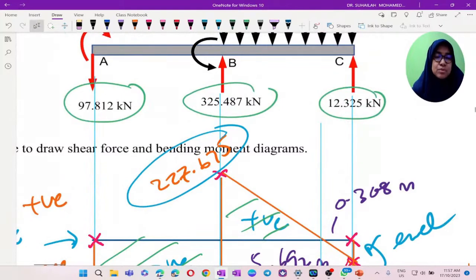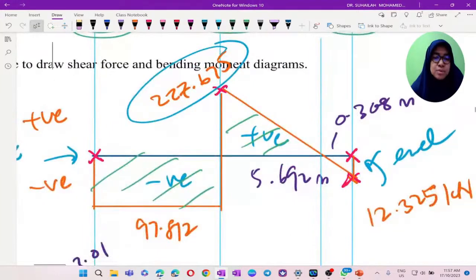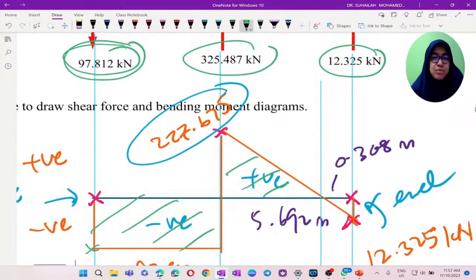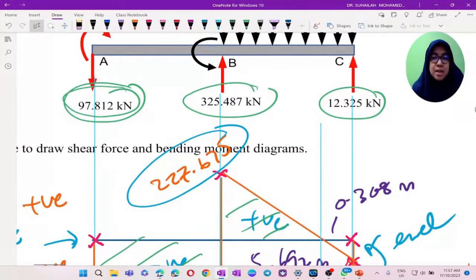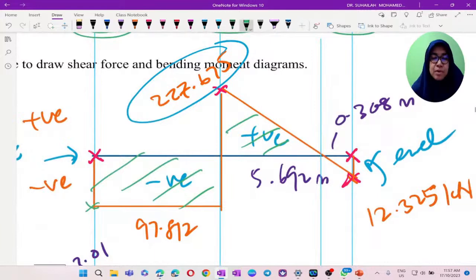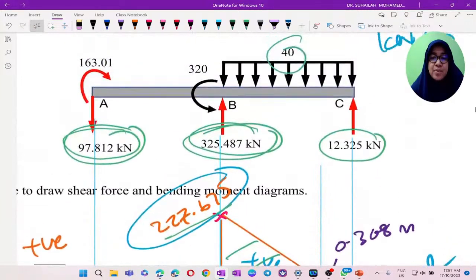And we have to minus by 97.812. So this is the position of negative. And then we have to go straight until we meet this 325. So going up from this point plus 325, so we meet 227.675, and then we have to minus by 40 times the length.